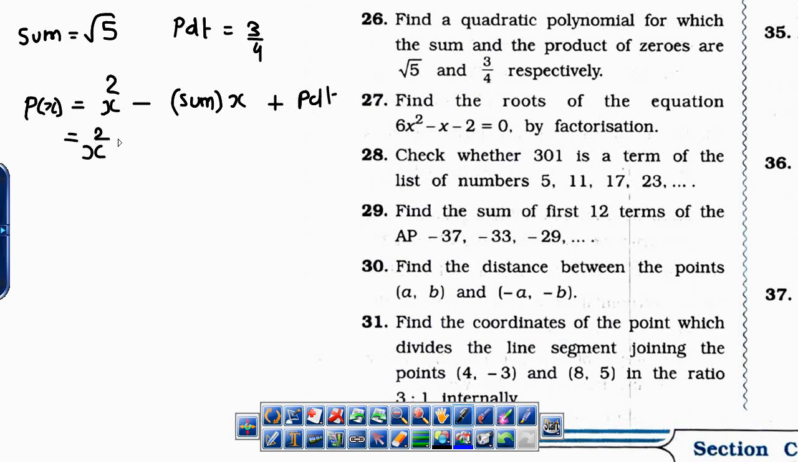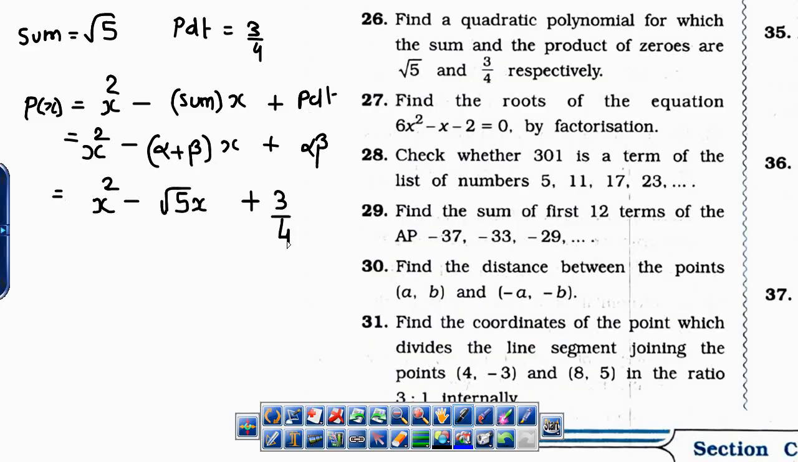कुछ लोग ऐसे भी लिखना प्रेफर करते हैं, x square minus alpha plus beta x plus alpha into beta. Sum is given root 5. Product मतलब alpha into beta is given 3 by 4. But it is better and safer to keep brackets here and write k in the beginning. कुछ लोग last में k लगाते हैं, that is also all right, but first step से k रखोगे no problem, even better.